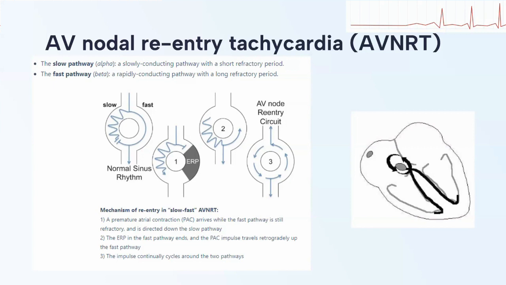Because this circuit is generated in the AV node, you're getting regular QRS complexes, and the retrograde upward impulses would give you P waves. Generally, you don't see them because of the rate, but you may see P waves buried in the QRS complexes.